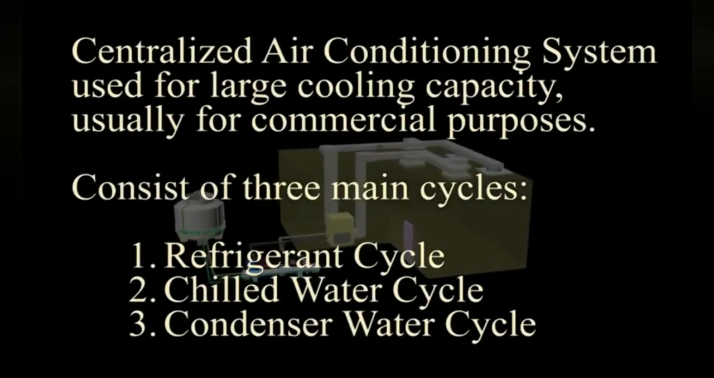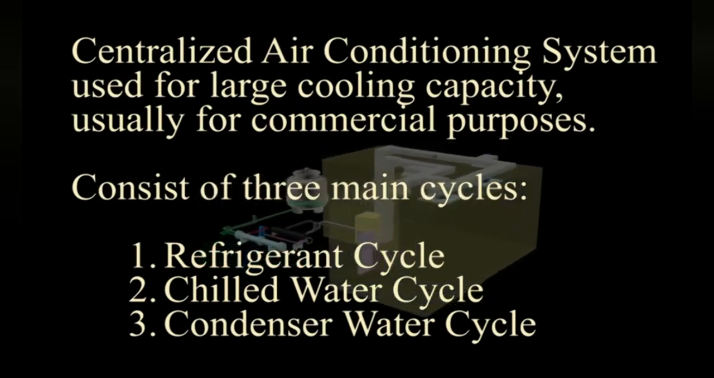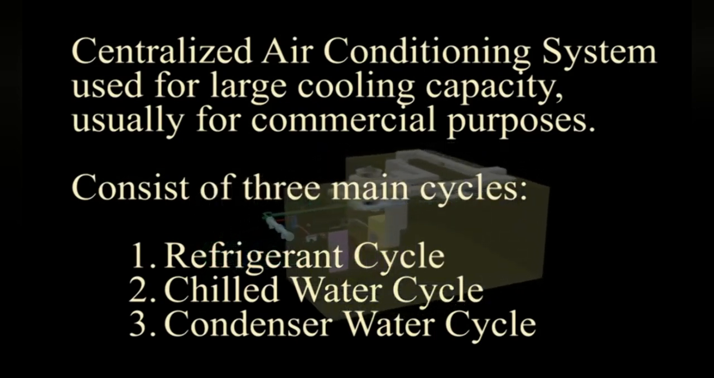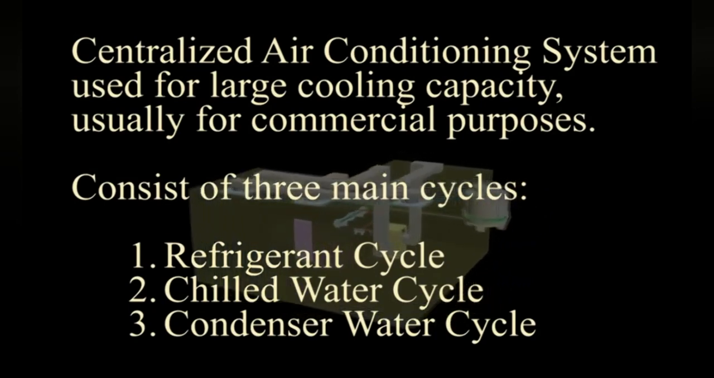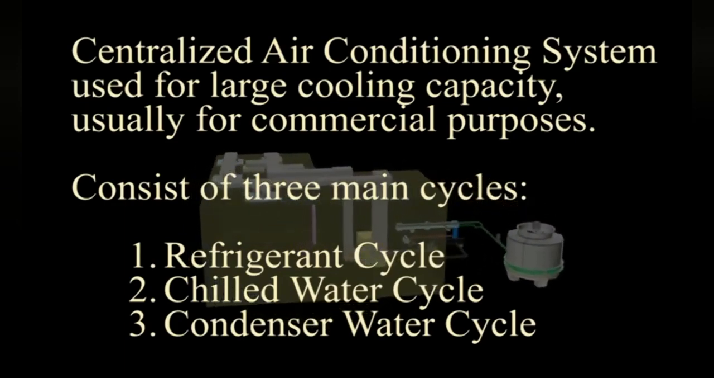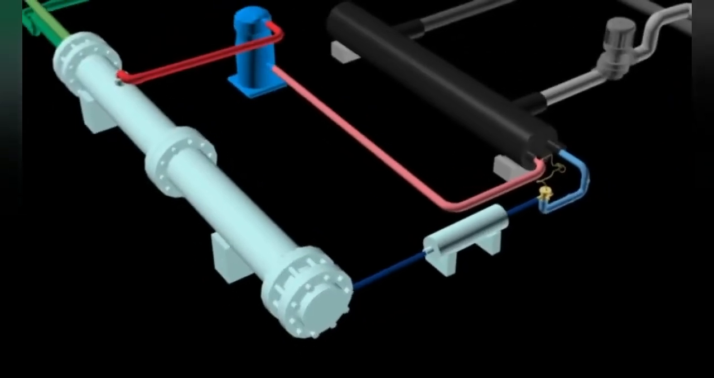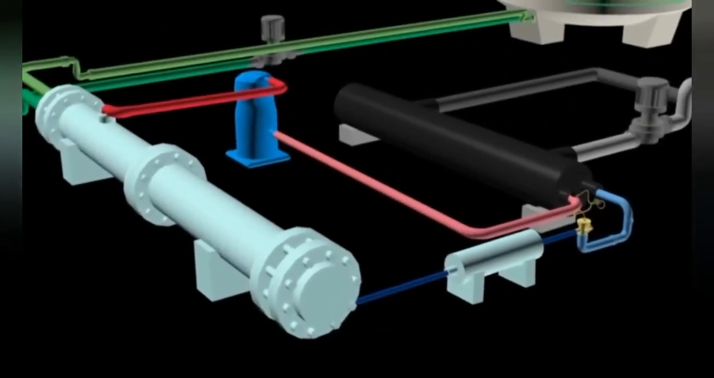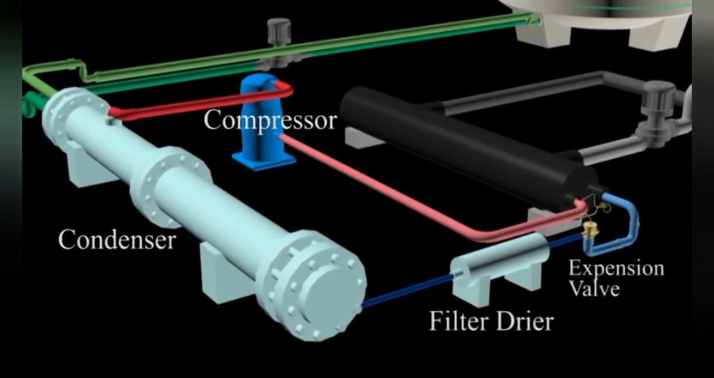Centralized air conditioning system used for large cooling capacity. Usually for commercial purposes, chiller system consists of three main cycles, which are refrigerant cycle, chilled water cycle, and condenser water cycle. The components that are involved in refrigerant cycle are compressor, condenser, filter dryer, expansion valve and evaporator.